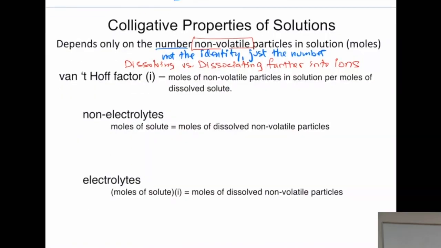Simply put, when things dissolve, they both dissolve in solution, and when they dissolve, it looks like it disappears, right? But an electrolyte, when it dissolves in aqueous solution, it further dissociates into its component ions. Whereas a non-electrolyte stays as whatever it was. Typically, that's going to be a covalently bonded molecule. So non-electrolytes, covalently bonded molecules, they don't dissociate further.